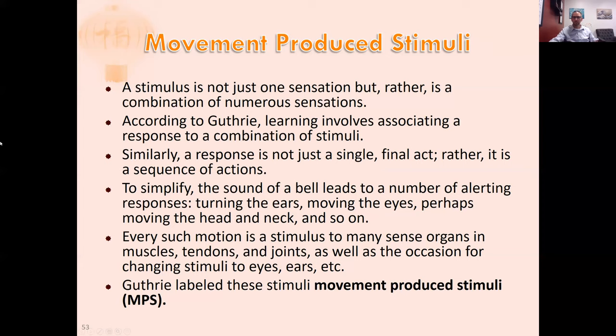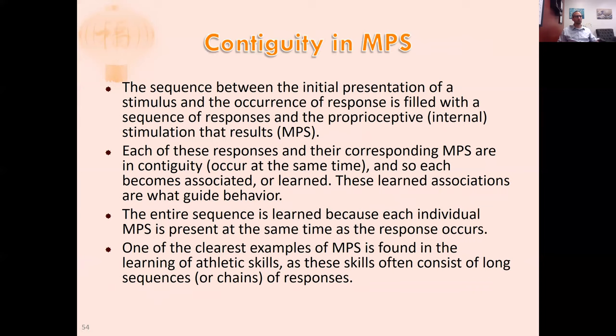So what Guthrie argued is that when we go about our day, we're getting a sequence. We have a stimulus, and then we have a response. And then our response produces an internal stimulation. If I'm going out to grab a coffee cup, that movement of my arm is, again, a stimulus. I feel my body. We call it proprioceptive response, the feelings of our body. And I feel the extension of my arm, the weight of my shoulder and things like that. And so each of these responses and their corresponding movement-produced stimuli are in contiguity. They occur at the same time. And so they become associated.